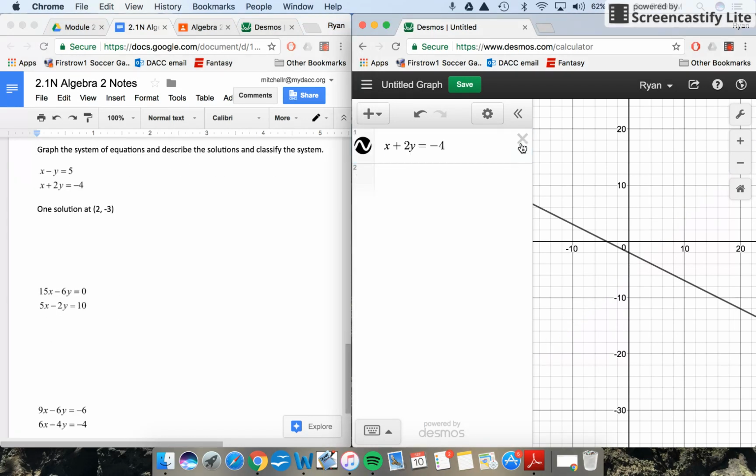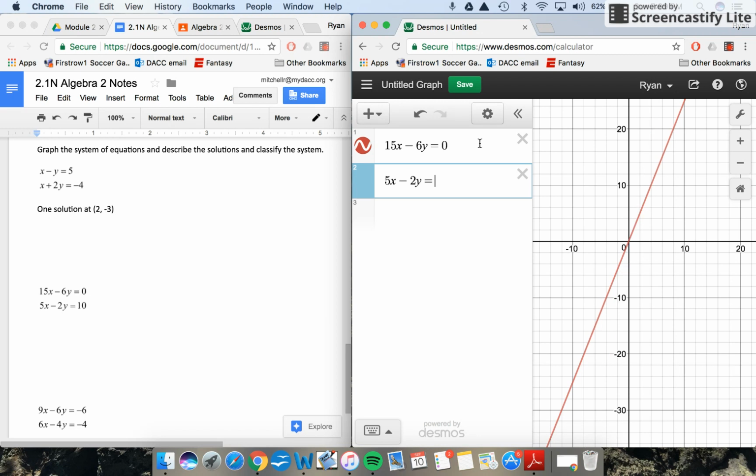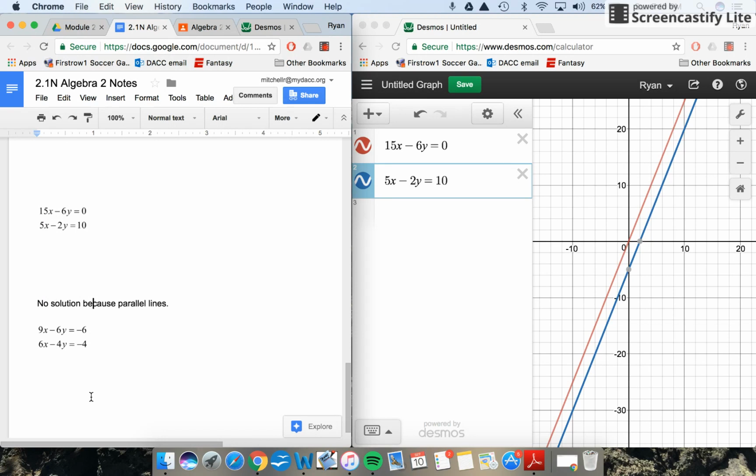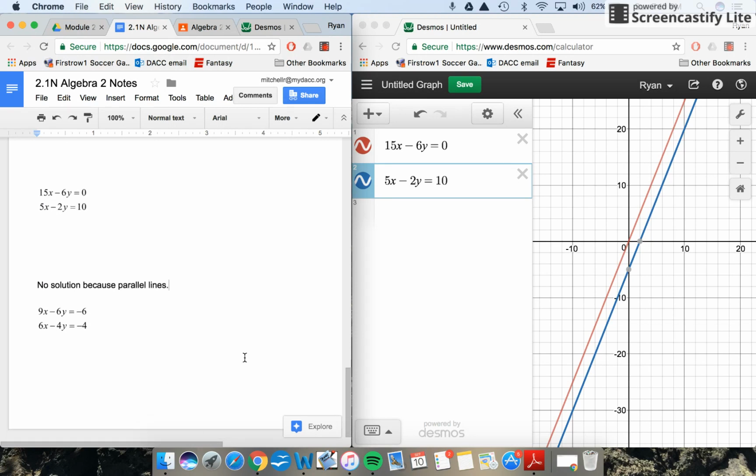Okay, let's do the next one. Again, another set of parallel lines. This means, whoops, see if I can get it over here. Restructure this a bit. No solutions because parallel lines.